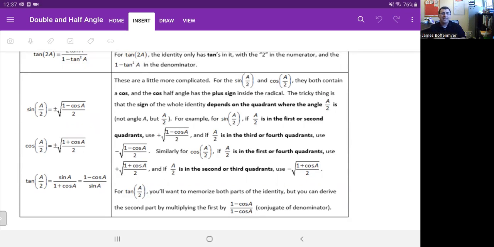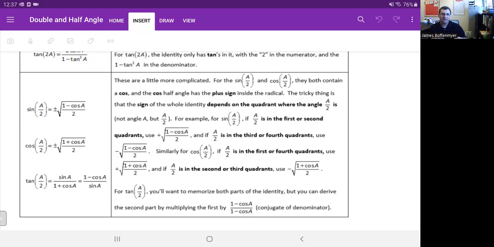The only difference is that the sine one has a subtraction sign, nudge, nudge, wink, wink, and the cosine has a positive sign. The reason why I said nudge, nudge, wink, wink is because sine starts with S and subtraction starts with S. So if you know sine and subtraction, you've got the first formula memorized. You always have to remember those little tips and tricks.